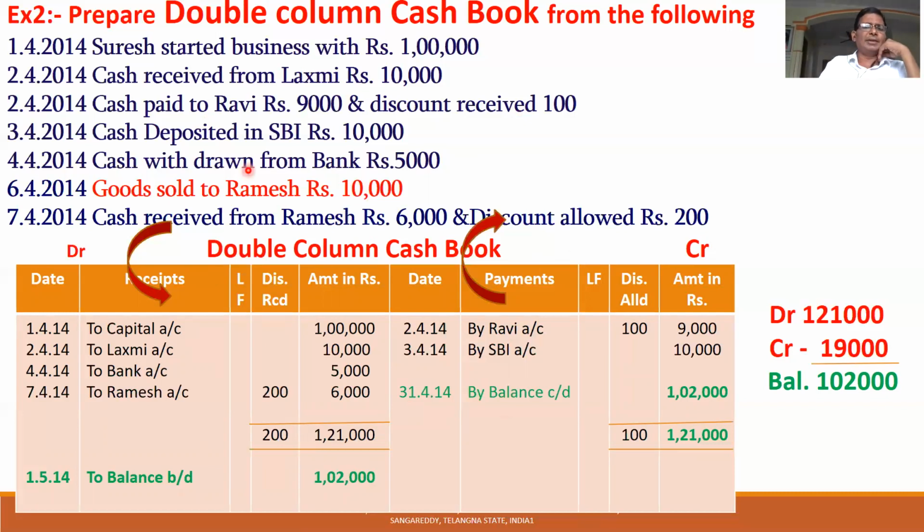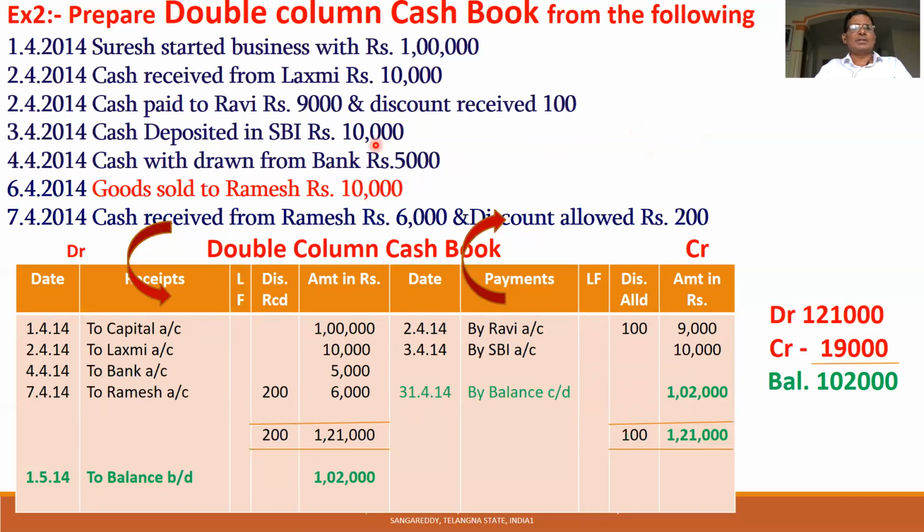So the 4 receipts are debited and 2 payments are credited. Simple. Cash book is very simple. Cash coming in, debit. Cash going out, credit. This is cash going out, this is cash coming in. The same problem I have taken, but I added some discount columns. So this means double column cash book.